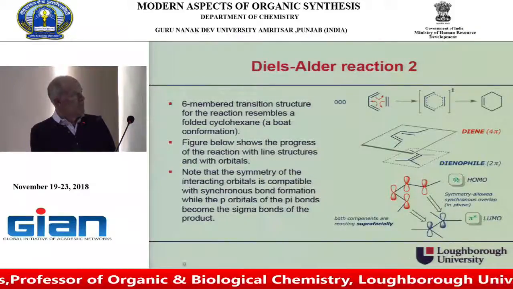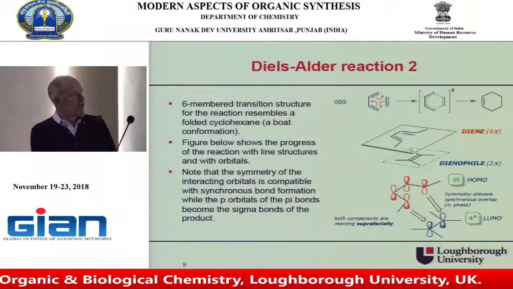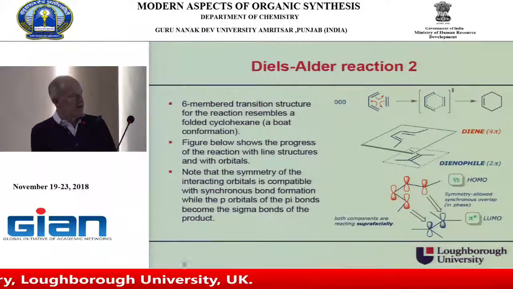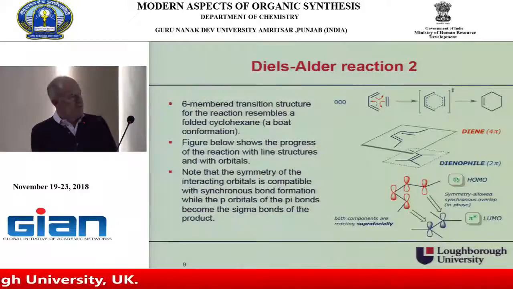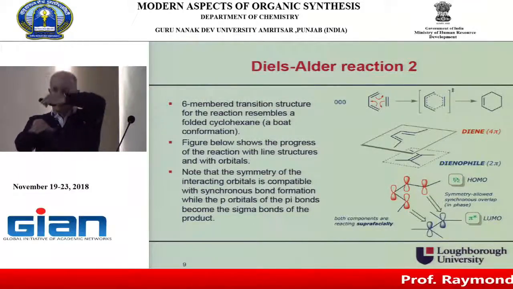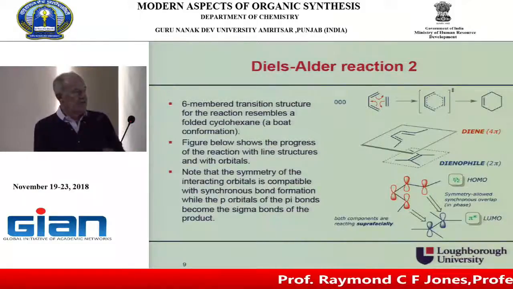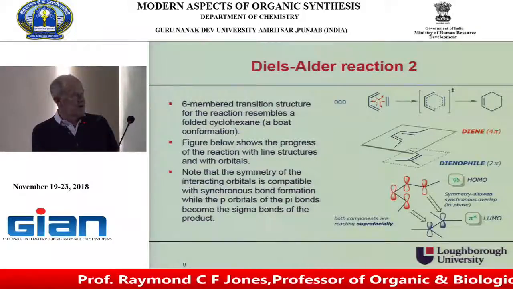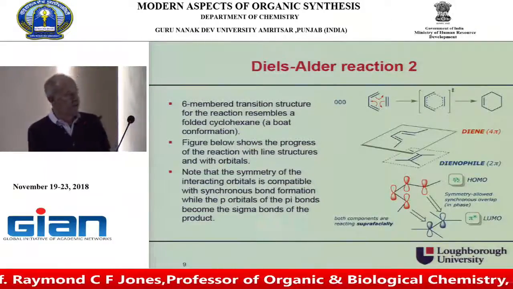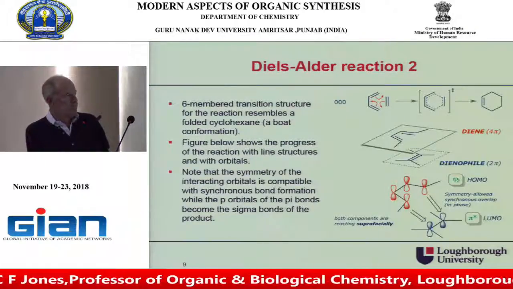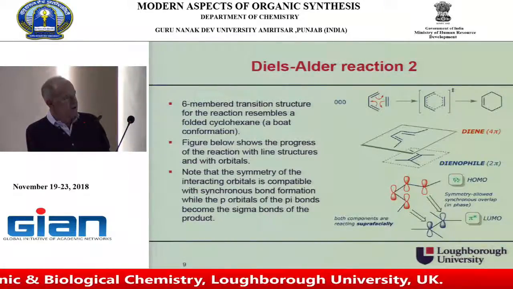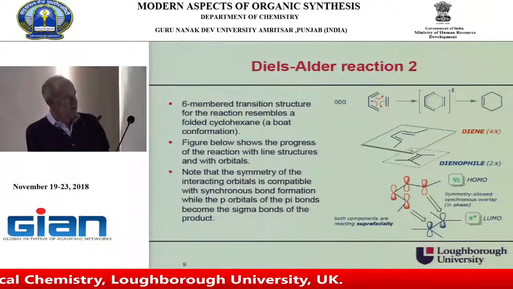Well, I say figure below, it's the figure alongside actually, shows the progress of the reaction with line structures and with orbitals. So that's the line structures, and we've got essentially 2 planar components coming together, one on top of the other. So that's where the reaction being suprafacial on both components, I referred to in the first session, comes from. And the bonds are going to be formed from here to here, and from here to here.